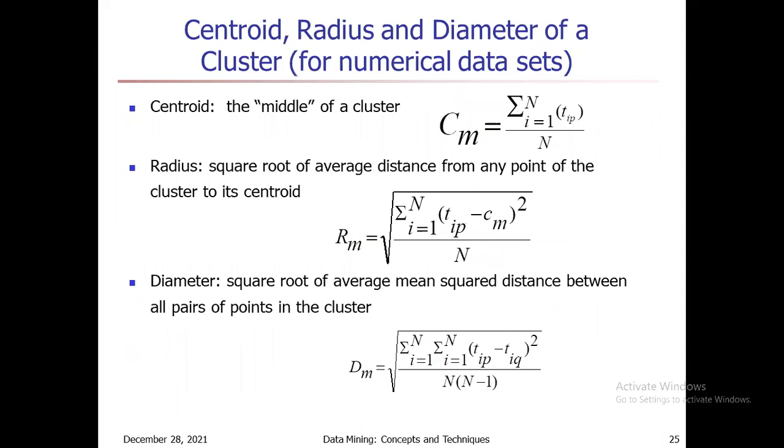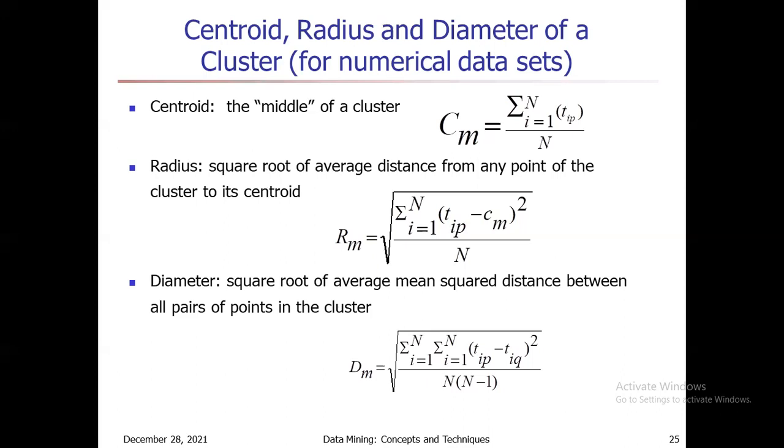Now the centroid, radius and diameter of a cluster. How are you going to calculate the centroid of a cluster, the radius of a cluster, and the diameter of a cluster? First of all, the centroid is the middle of a cluster. That is, Cm is equal to the summation of i equals 1 to n of Tip divided by n. This is the formula for calculating the centroid, the middle of a cluster.